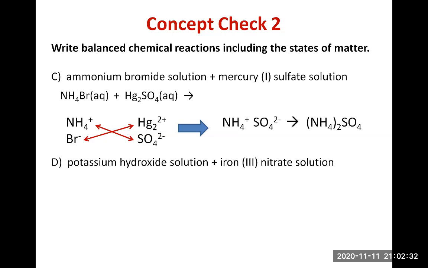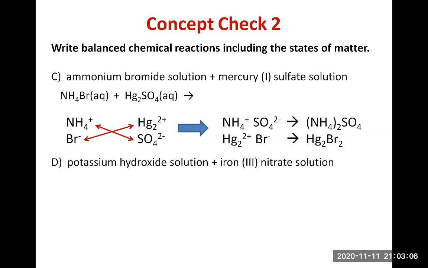The other one is made of the mercury 1 ion and then the bromide. Mercury 1 has 2 positive charges, bromide has 1. So if you do the crisscross trick, you see that you need 2 bromide for one of the Hg2 2+ ion. So it's going to be Hg2Br2, because you need 2 bromide ions for 1 mercury 1 ion.